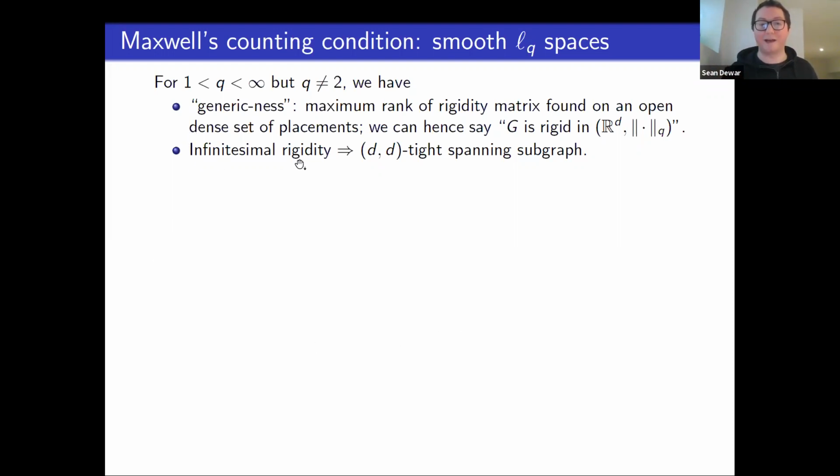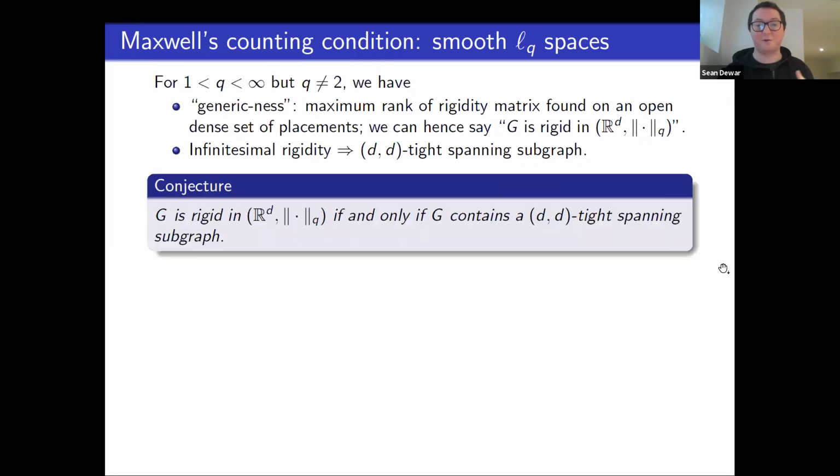We also have that infinitesimal rigidity, as long as q isn't equal to 2, gives us d degrees of freedom. So we're going to have the dd tight spanning subgraph. That's the condition: if you're infinitesimally rigid, you have a dd tight spanning subgraph. Now, we conjecture that a graph is going to be rigid in any smooth LQ space if and only if it contains a dd tight spanning subgraph.